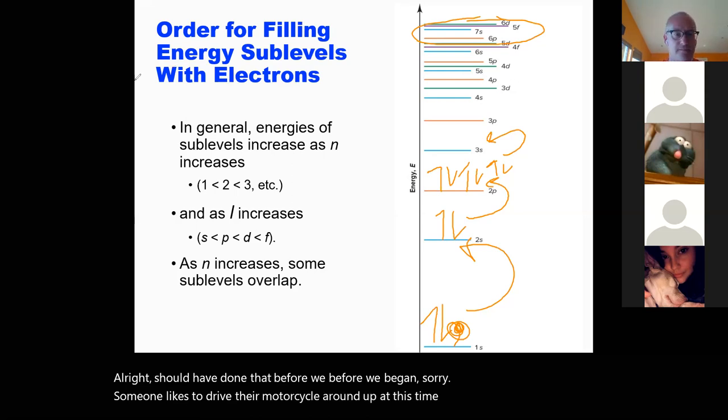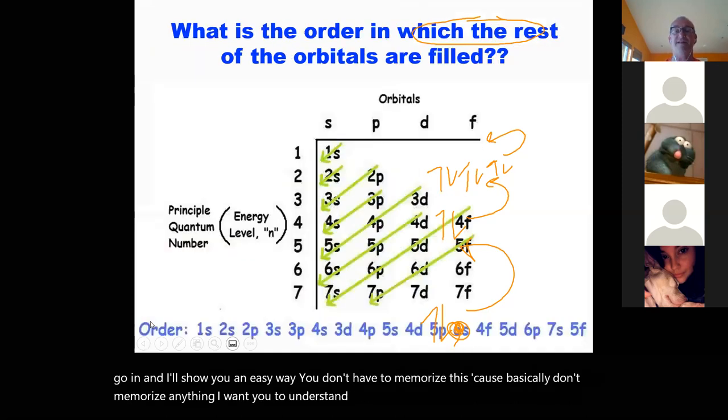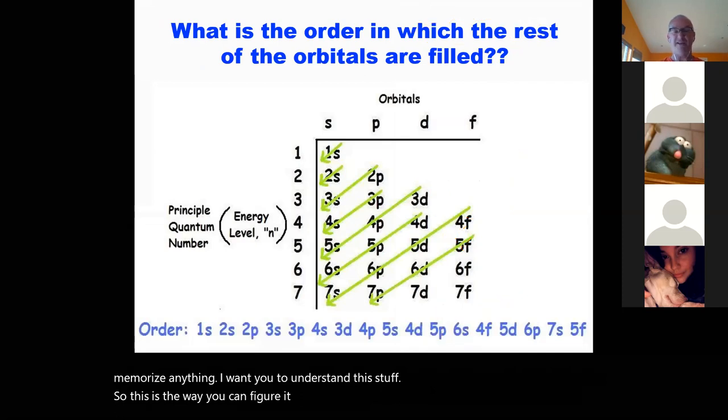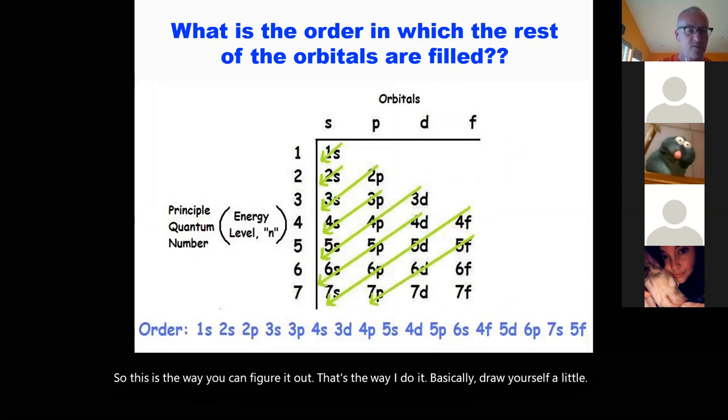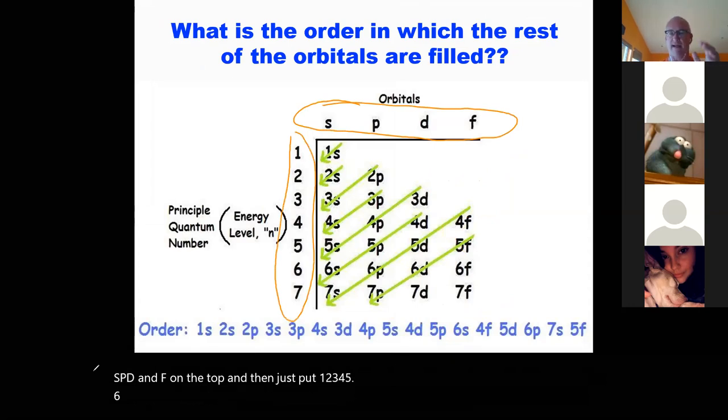So that's the order they go in. And I'll show you an easy way. You don't have to memorize this, because basically I don't want you to memorize anything. I want you to understand this stuff. So this is the way you can figure it out. It's the way I do it. Basically draw yourself a little grid and just put S, P, D, and F on the top, and then just put 1, 2, 3, 4, 5, 6, 7 on the side, okay?